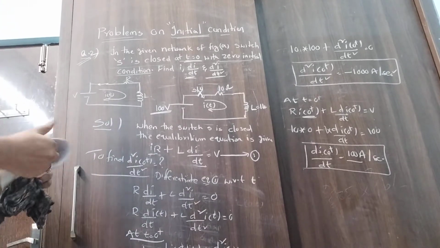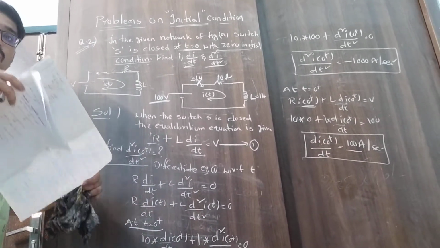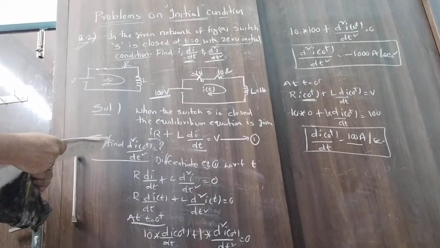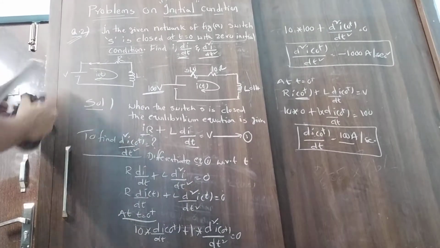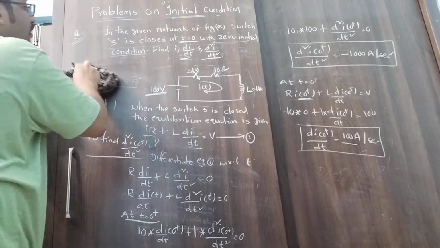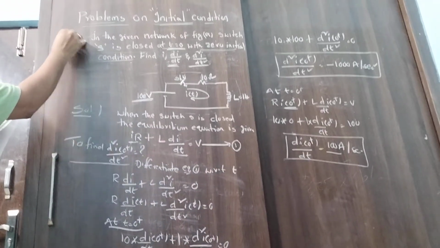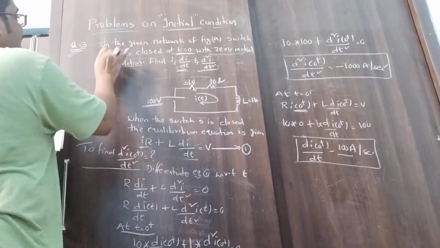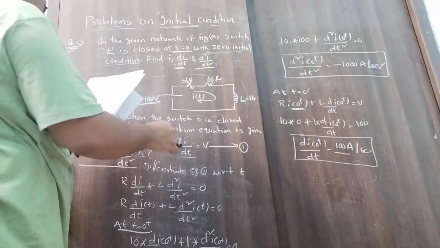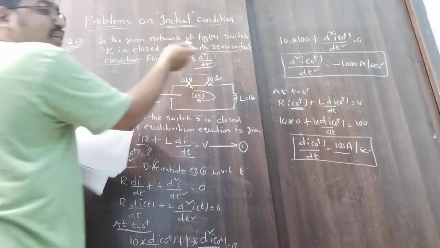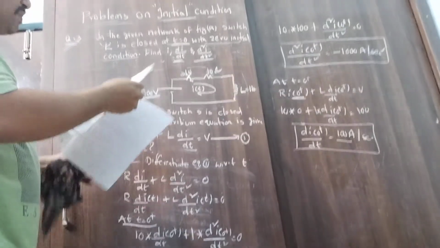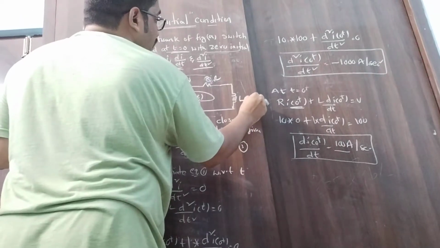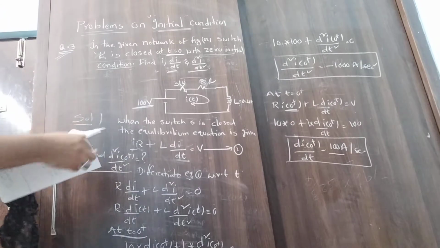Okay. Now let me take question number 3. It is given in the question number 3: in the given network shown in figure A, the switch K is closed at t is equal to 0 with 0 initial condition. Find the values of i, di by dt and d square i divided by dt square. This is 8 ohm, and the value of L will be 0.2 Henry. This is how the problem is given.